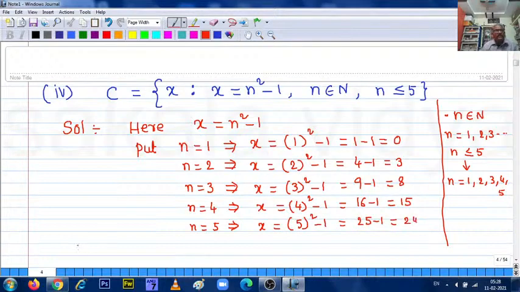So you list them out first of all. That means 0, 3, 8, 15, 24. Put them in between the braces and write down C equals. So this is the roster form for the given set.